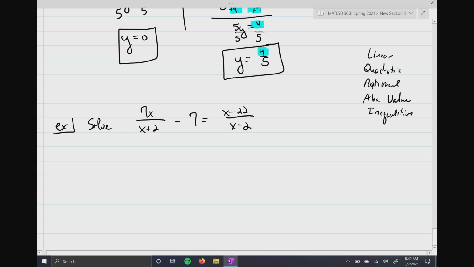So, this is rational, which means the first step that you need to do is get rid of the denominators. And how do we do that? We got to find the LCD. Our LCD is going to equal the product of unique factors. In this case, it's x plus 2 times x minus 2.